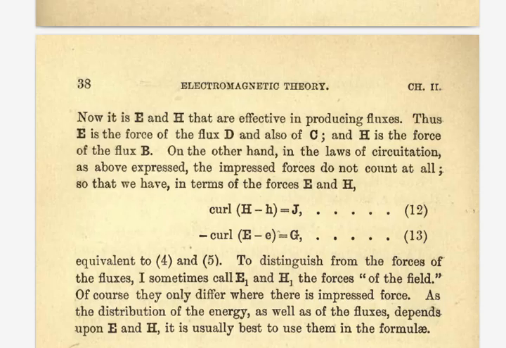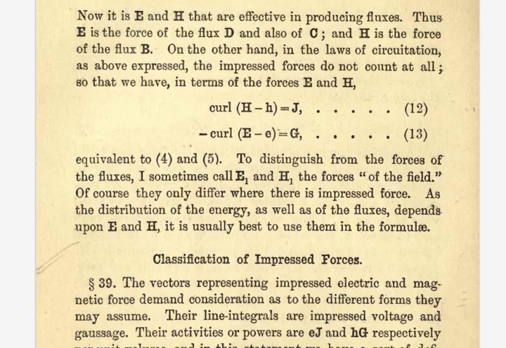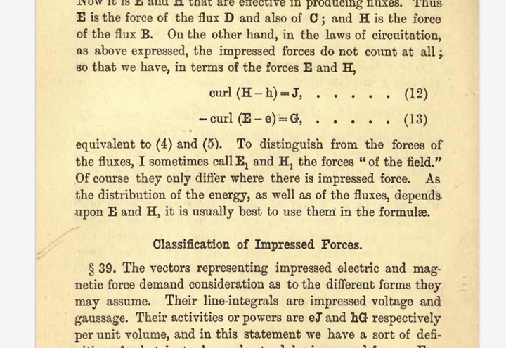On the other hand, in the laws of circulation, as above expressed, the impressed forces do not count at all. So that we have, in terms of the forces E and H, curl (H1 minus H) equals J, minus curl (E1 minus E) equals G, equivalent to equations 4 and 5. To distinguish from the forces of the fluxes, I sometimes call E1 and H1 the forces of the field. Of course, they only differ where there is impressed force. As the distribution of the energy, as well as of the fluxes, depends upon E and H, it is usually best to use them in the formulae.